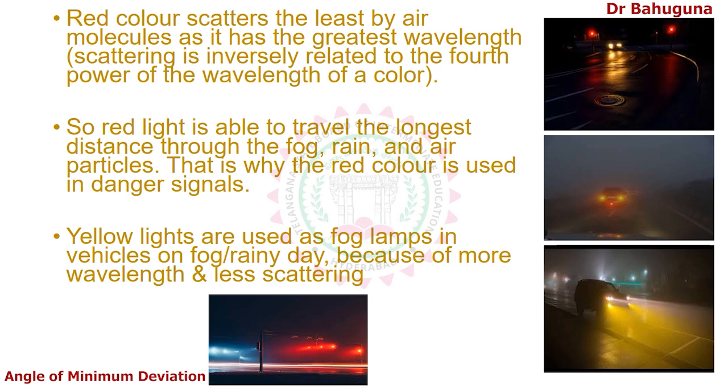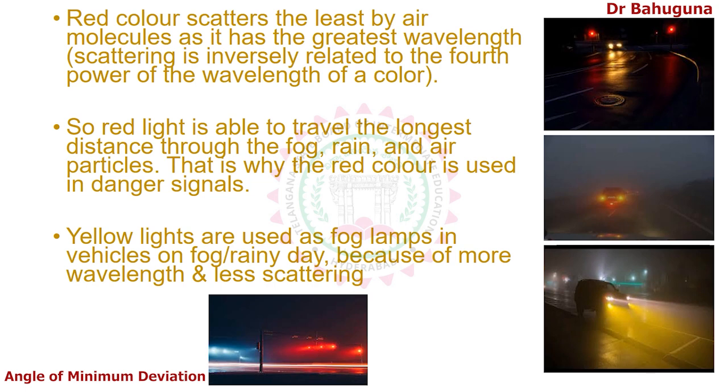See here, we have given a picture. The red color is used as a signal because it travels a long distance, because scattering is less, deviation is less, dispersion is also less. So a person can see a longer distance. Similarly, on a rainy day or foggy day, you can see in the figure the yellow lamps are used. The fog lamps are which color? Yellow lamps, because we cannot use red color as fog lamps because it is a stopping signal.